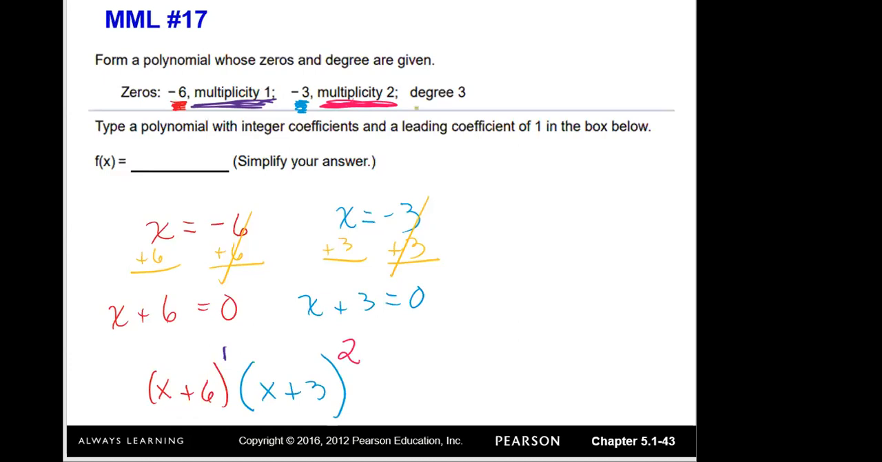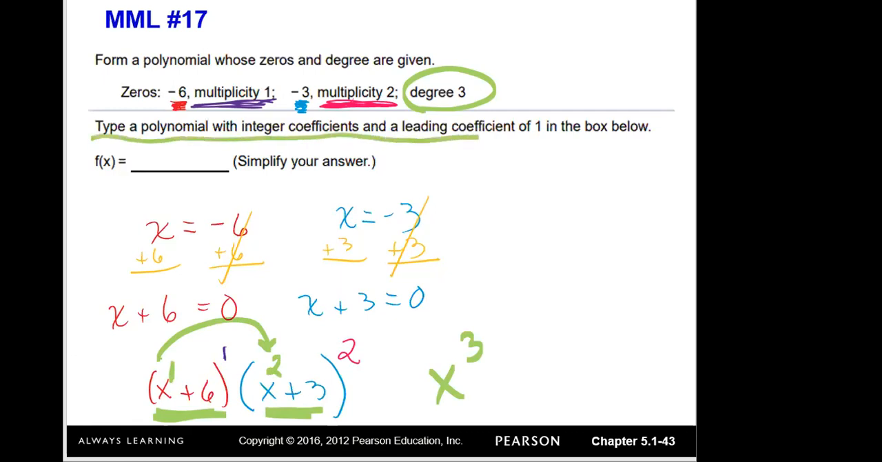So that means I'm going to have a 2 on my exponent right there. And then at the end, it says it has a degree of 3. Well, this is an x plus 6 to the first power, which means you really have an x to the first here. And then this one's an x plus 3 squared. If you actually squared that out, you would get an x to the second here. And then if you distributed the x to the first times the x to the second, there's your x to the third, if you were to multiply that all out. Which again is what they're saying, type a polynomial with integer coefficients and a leading coefficient of 1 in the box below. But when I typed it into my MyMathLab, it took it like this. It did take it.